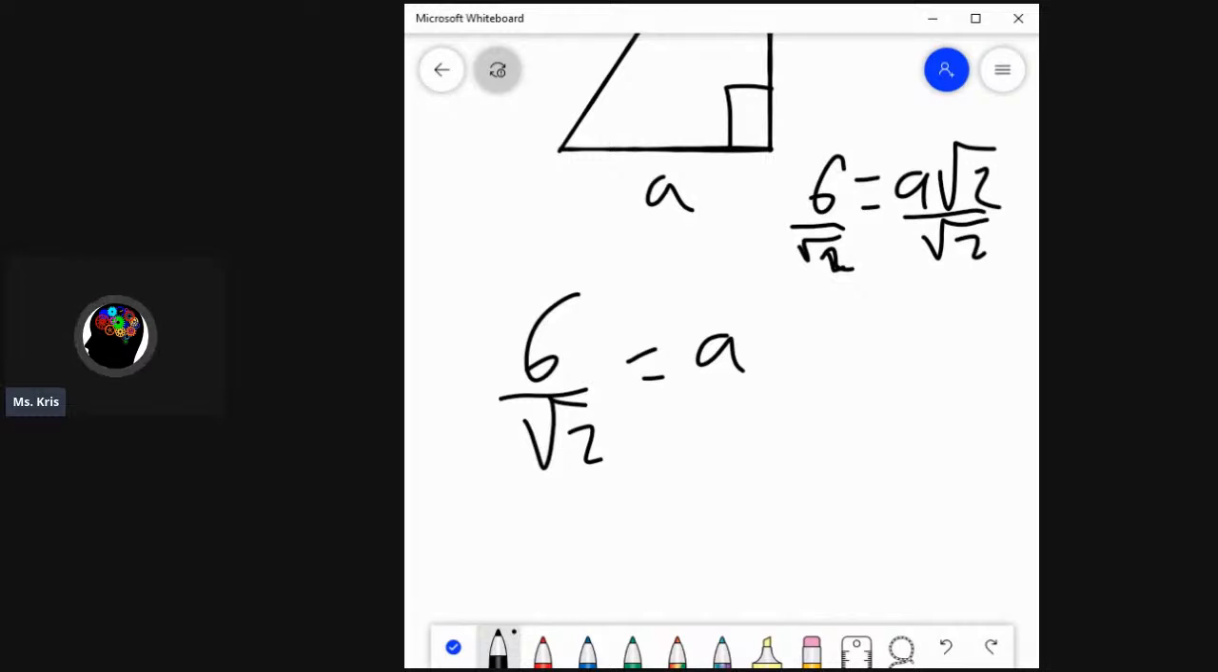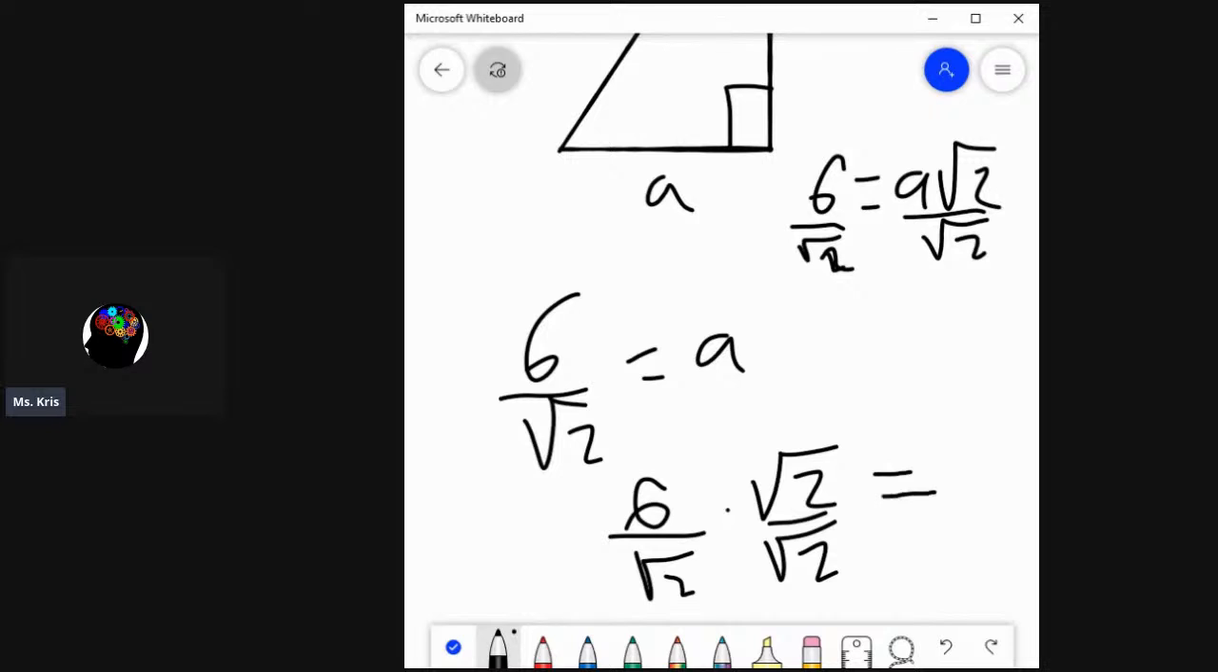So to get rid of the square root, we must multiply top and bottom by the square root of 2. And of course, if I multiply the square root of 2 by the square root of 2, that gives me 6 square root of 2 over 2. And of course, 6 divided by 2, because those two numbers can be divided into each other, will leave me with 3 square root of 2. So that means a equals 3 square root of 2.